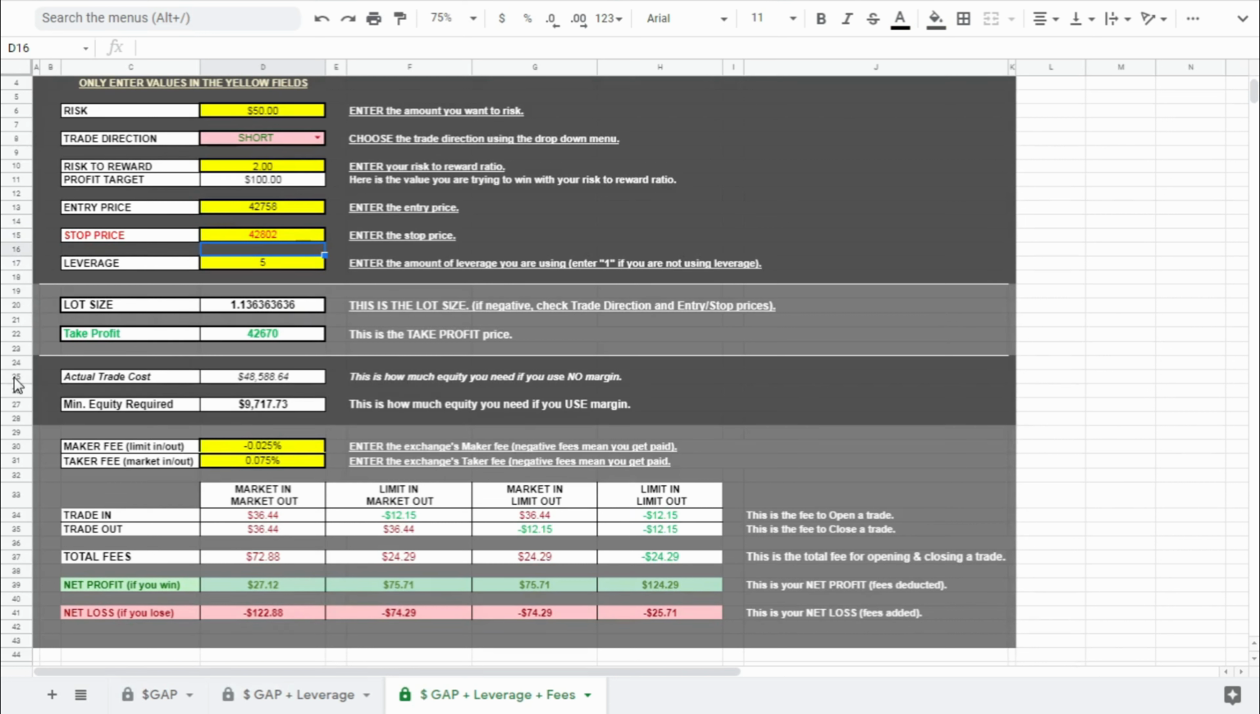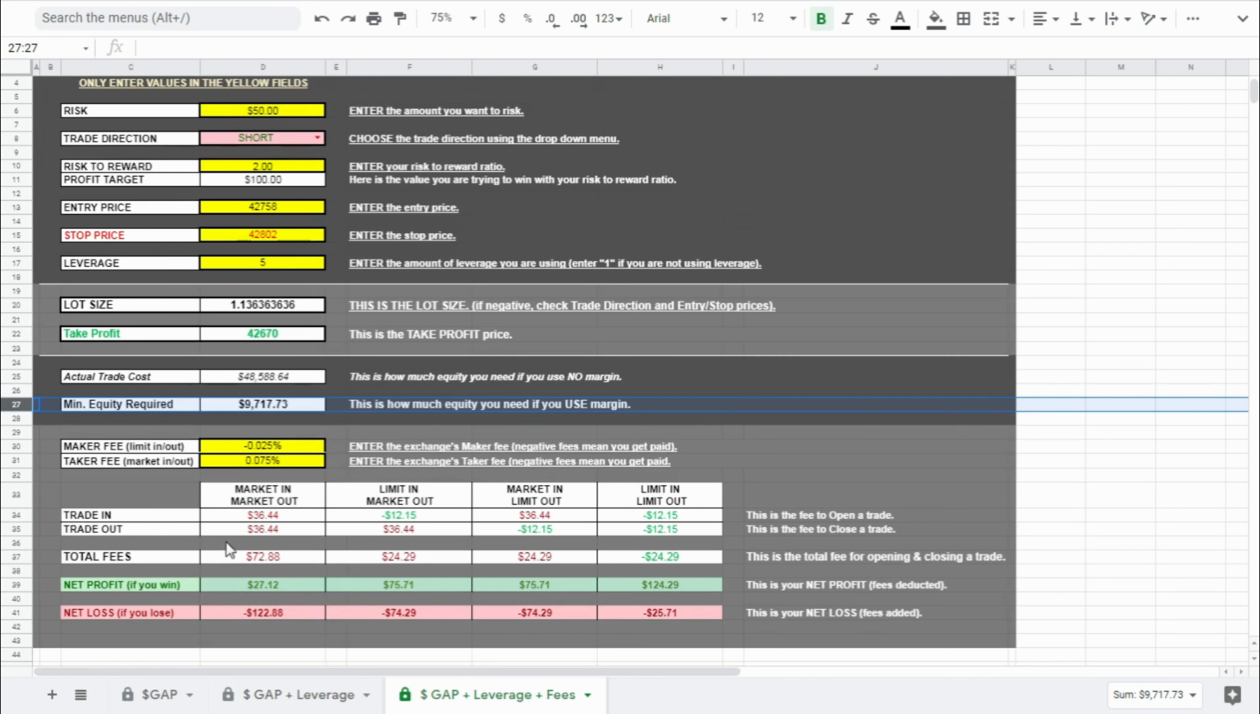Now the full cost is 48,588. With 5 leverage, we need a minimum of 9,717. It starts to build up, so you need to have a lot more money in your account. And remember, this is the minimum. As I explained before, with liquidation, you need more than that, or else before your stop loss is even hit, all your money will be taken out, if that's all you've got.